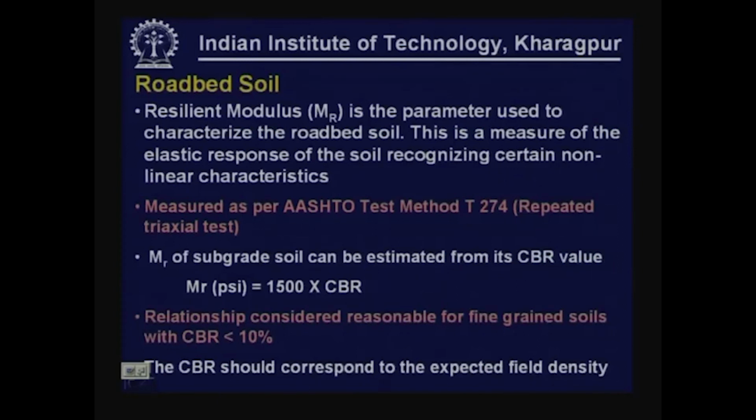The relationship is considered reasonable for fine grained soils with CBR less than 10%. The CBR should correspond to the expected field density. The specimen should not be prepared to any density or to a standard density. This is the density that can be expected in the field. If it is an existing pavement, the specimen should be prepared corresponding to the density that exists in the field. If it is a new pavement, whatever is the density that can be attained, whatever is the density that is permitted, the lowest value taking into consideration the tolerances that are there. So, the specimen has to be prepared corresponding to that density.